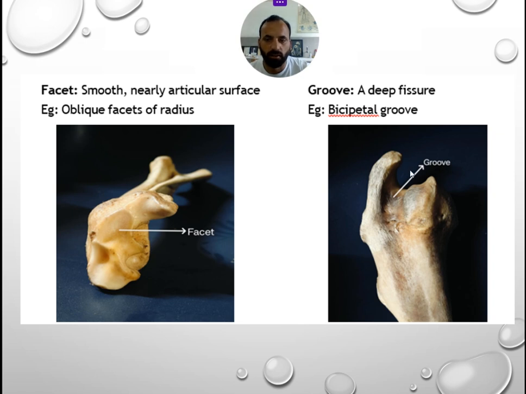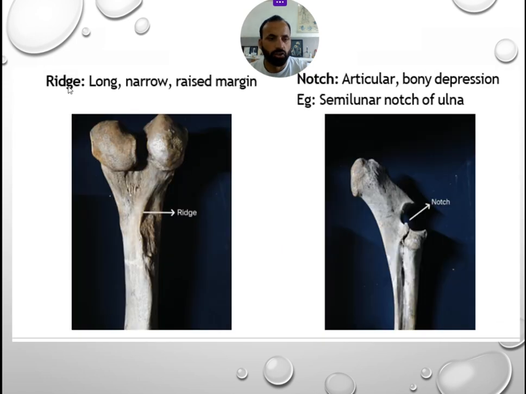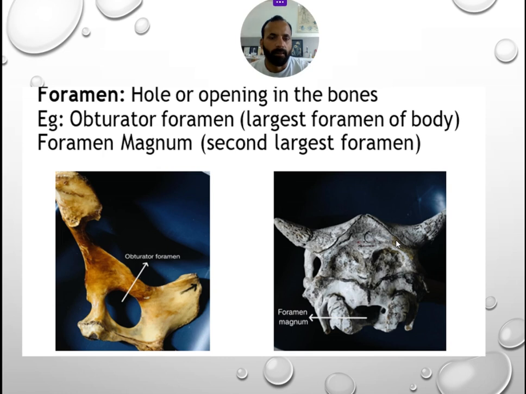Then you have the deep fissure in some of the bones. You call it a groove, like the bicipital groove in the humerus. Then the ridge, the long, narrow, raised margin. Then a bony depression on an articular area, you call a notch. You have a similar notch in the ulna. Then the foramens, holes or openings in the bones. The biggest foramen in the body is the obturator foramen, and the second largest is the foramen magnum.